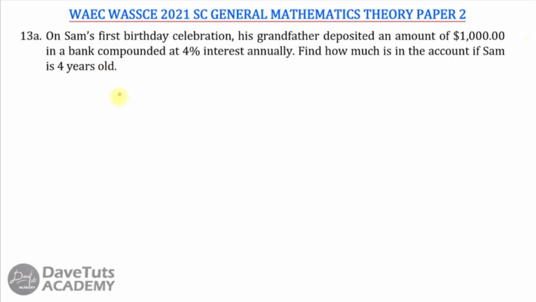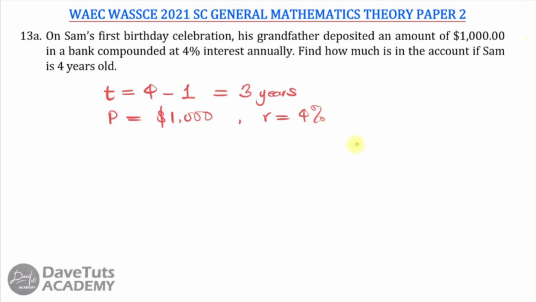Let's list all the parameters that we are given. We need to know that we are talking about Sam's first birthday celebration, so he's not starting when he was 0 years old. And the question is asking us to find how much is in the account when he is 4 years old. So in this particular question, the time period will be 4 years old, which we are being asked, minus the period when the deposit happened, which was when he was 1 year old, and that will be 3 years. We need to get this straight and correct, otherwise our answer will be off the mark. Okay, then the principal that was deposited originally was $1,000, and the rate was 4% compound interest annually.